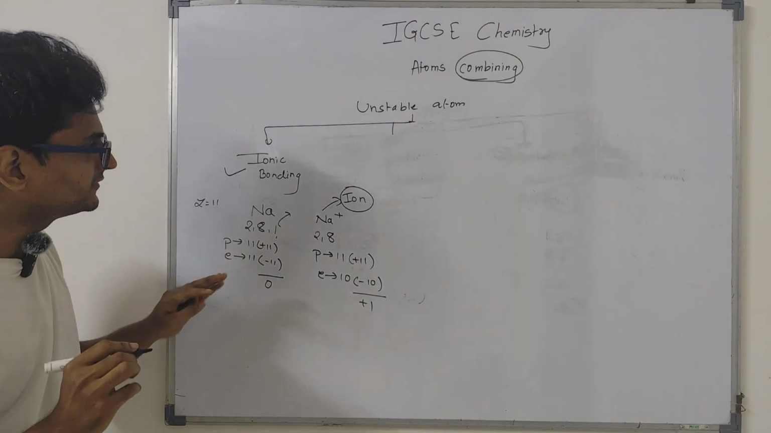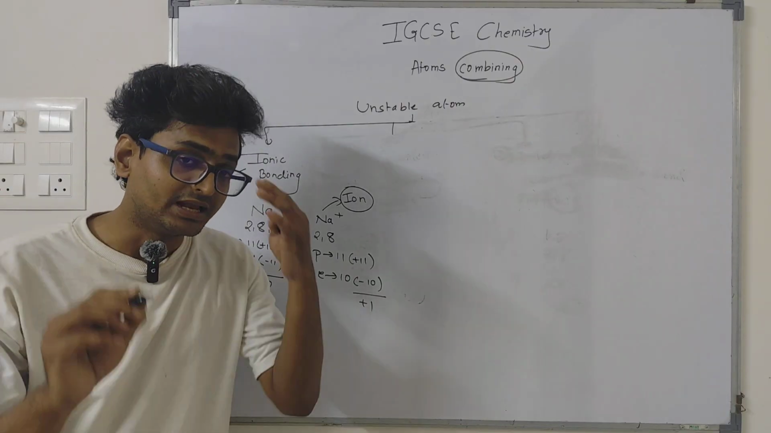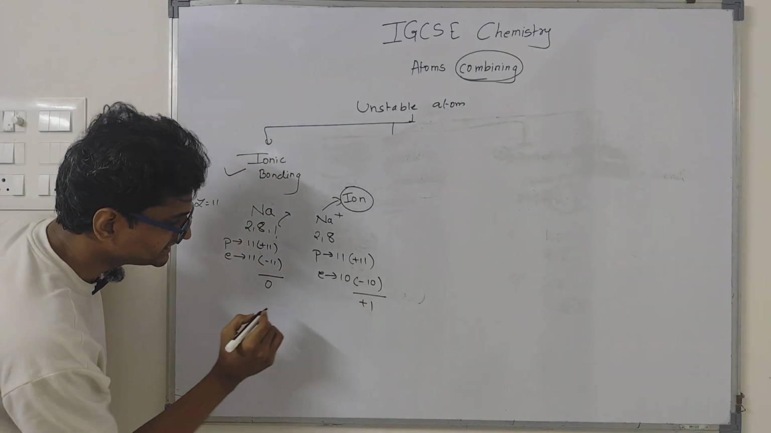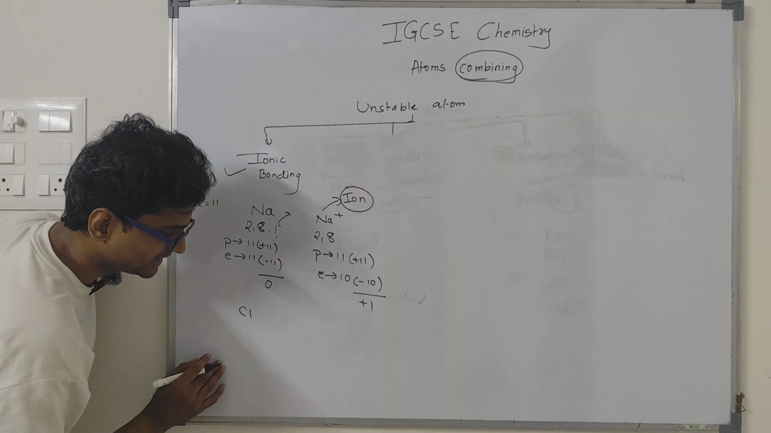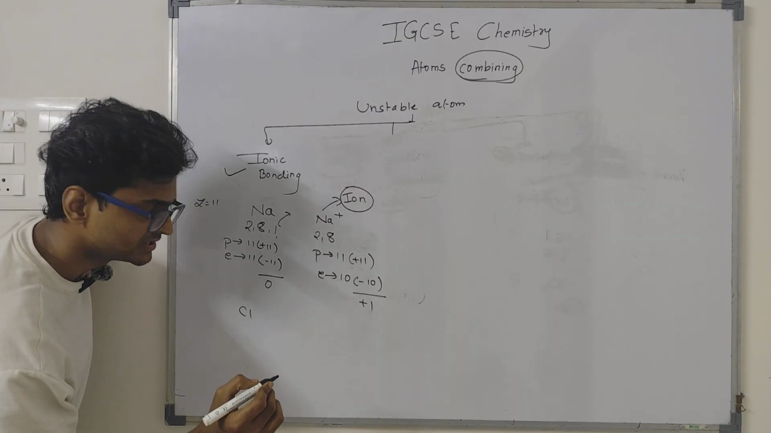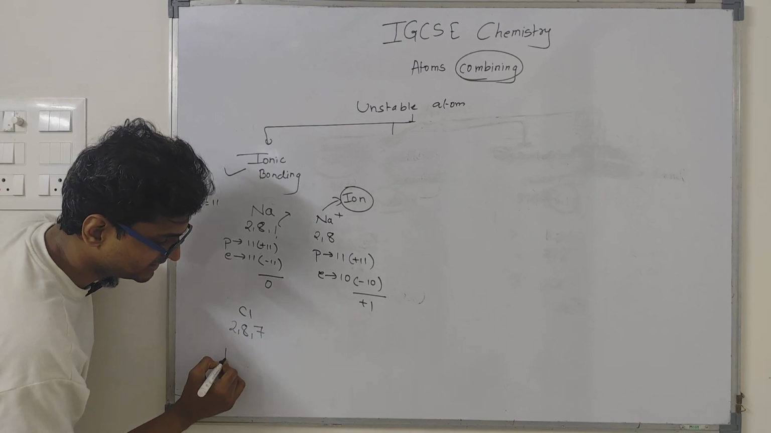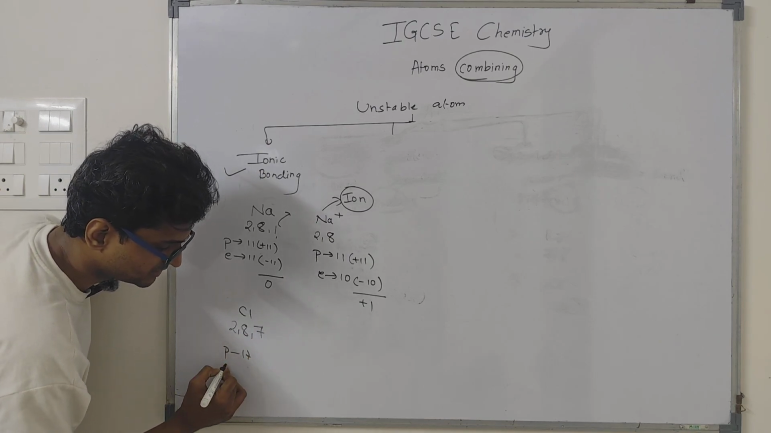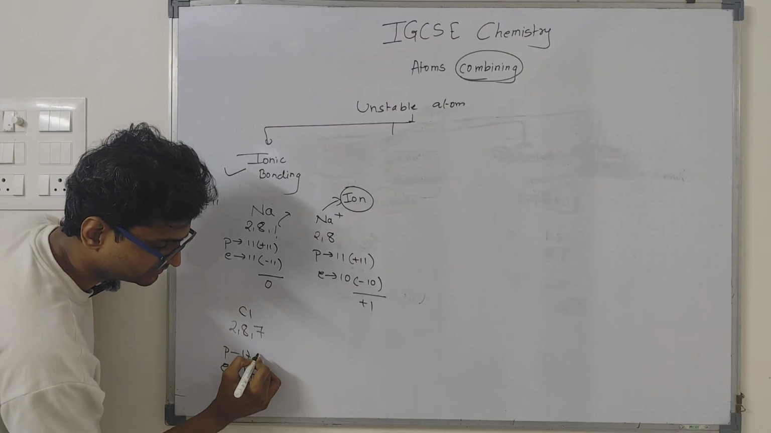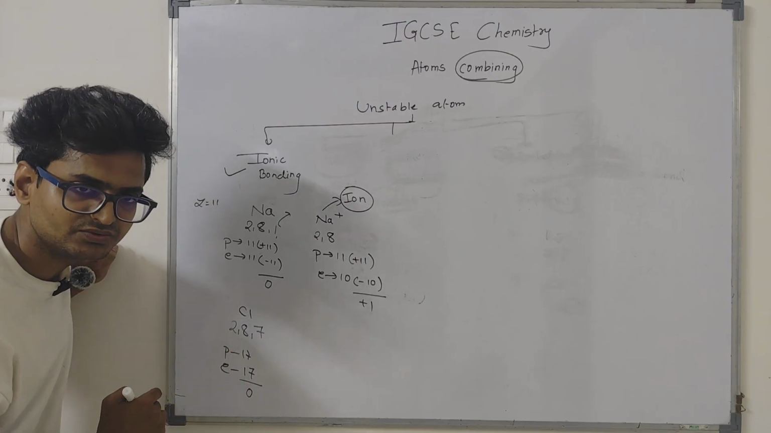Okay, so first of all, for ionic bonding, you should understand the formation of an ion. I'll give you another example. Let's say I have chlorine. Its atomic number is 17. So the electronic configuration will be 2, 8, 7. Now again it will have 17 protons, 17 electrons. So the total charge will be 0, because plus 17 minus 17 is 0.